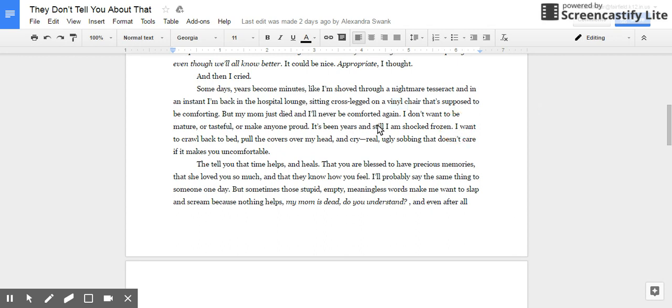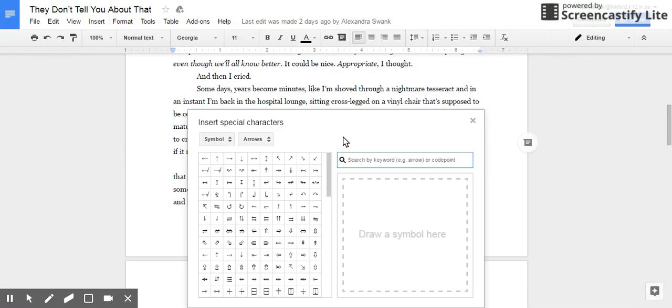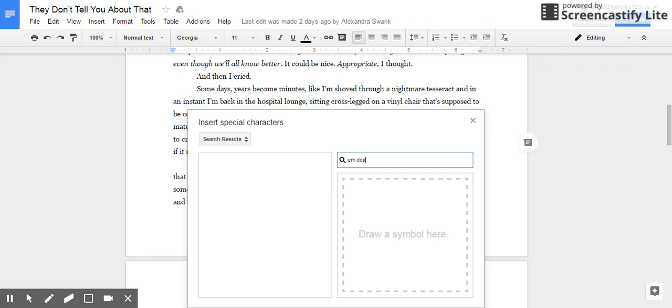And I have another one again. Instead of just saying that she's shocked, frozen, she goes on to show us she wants to crawl back in bed, pull the covers over her head, and cry. And then she uses an M dash. This is a great punctuation mark. You use it all the time when you're typing, only you do it with a minus sign. You can use an M dash by going to insert special characters. And then if you type in M dash, it's this long dash right here. Oh, it helps if you spell M dash correctly. And it comes up as the first one.